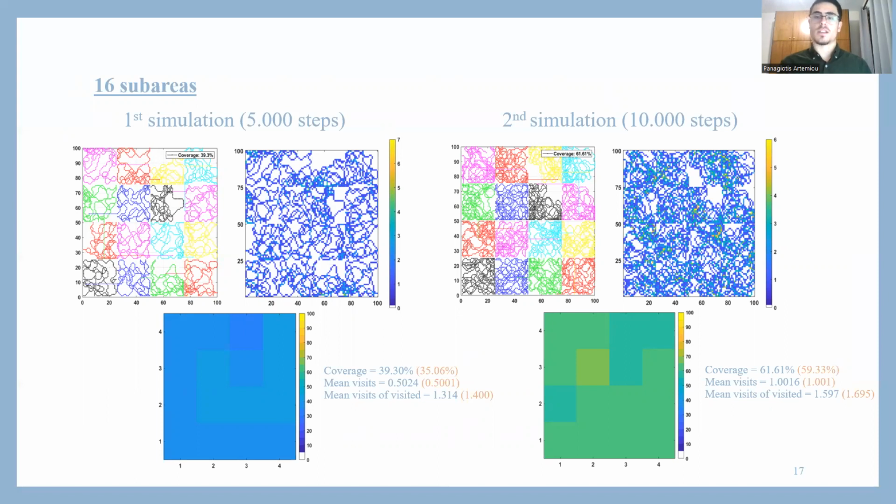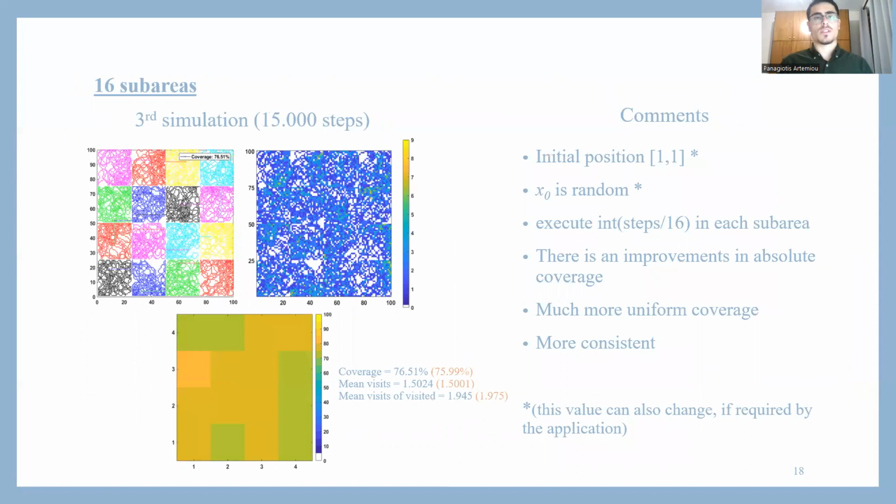The coverage increases to 61.6%, and the mean visits of visited are again decreased. For 15,000 steps again, the coverage goes up to 76.5%, and the mean visits are again decreased when compared to the one whole area case.